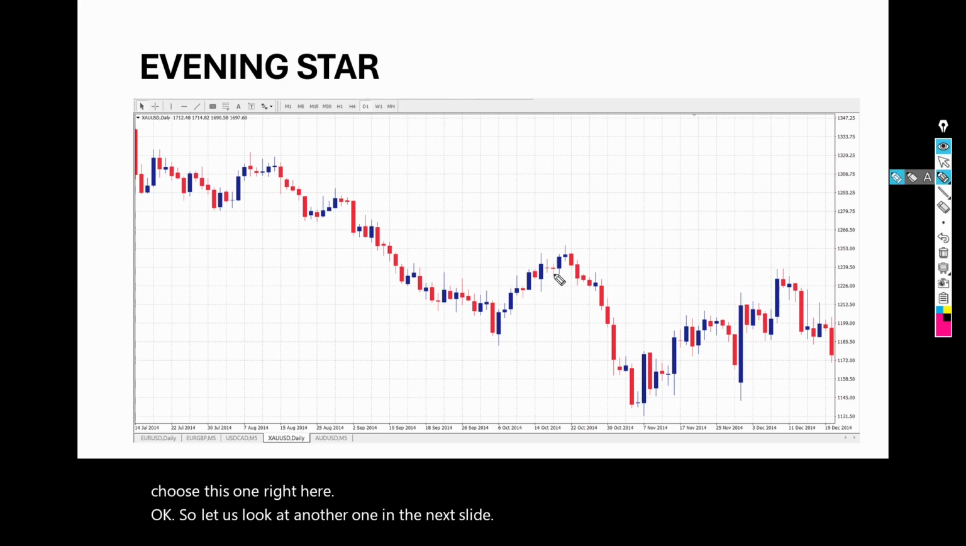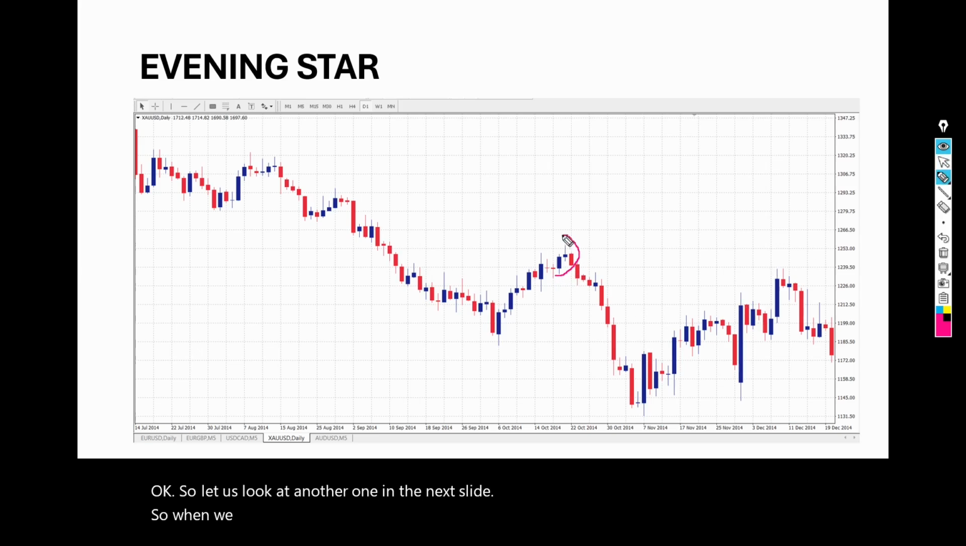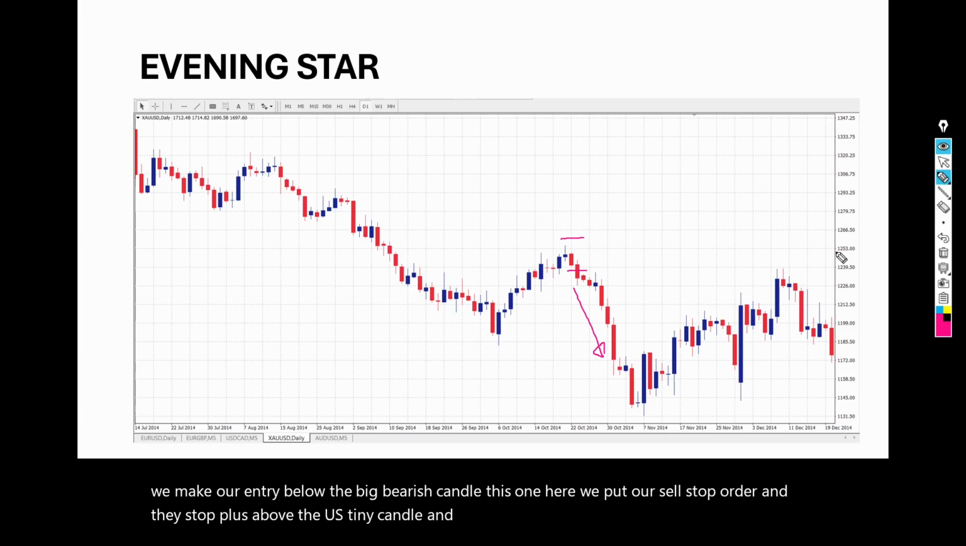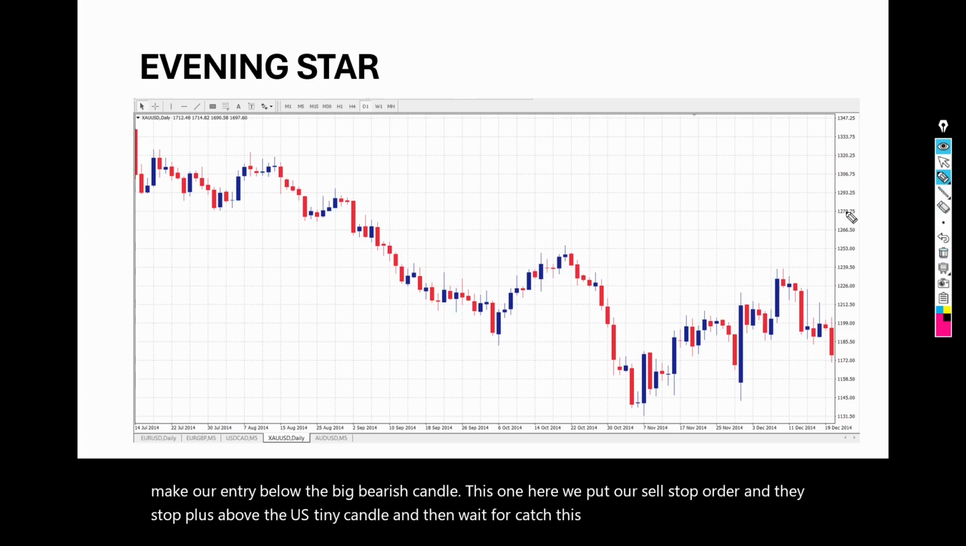So when you form this pattern, what we do is we make our entry below the big bearish candle, this one here. We put our sell stop order and the stop loss above the tiny candle, and then we wait to catch this wave down.